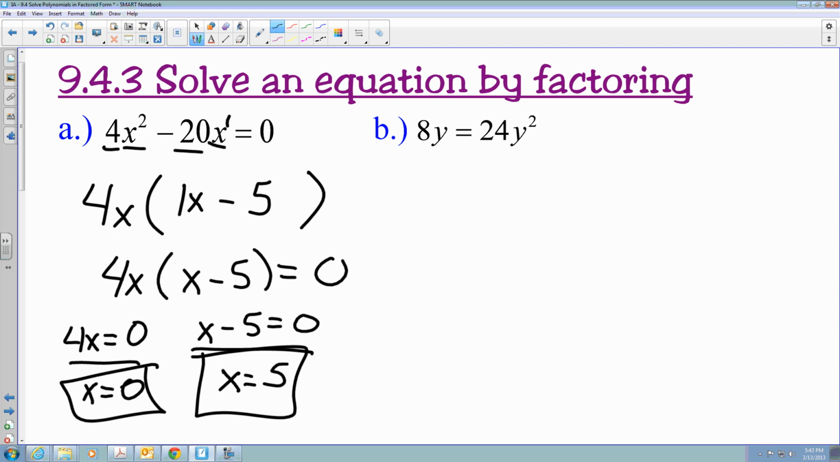Okay? For B, it's important to note that you must make sure that at least one side of the equal sign equals 0. So in order to do that, I'm going to subtract 8y from both sides, which then gives me 0 equals 24y squared minus 8y.